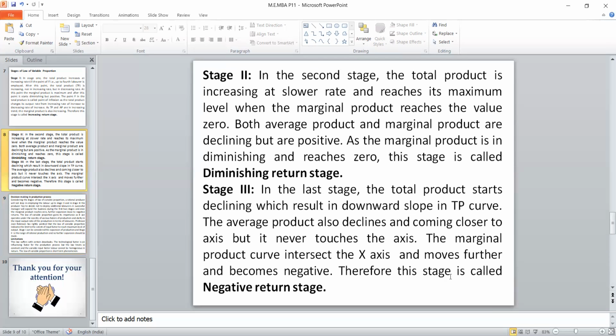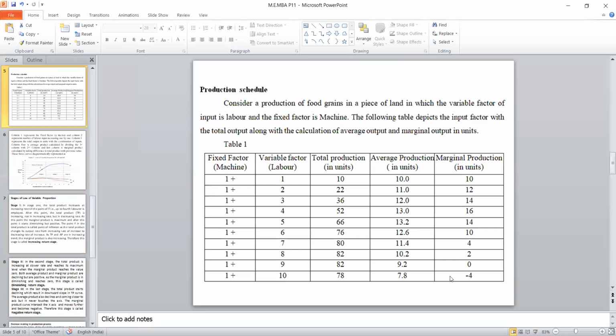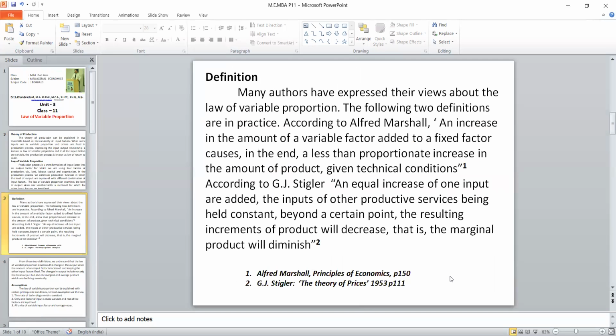This is the most important question as far as microeconomics and managerial economics is concerned. I will share the PPT and you go through it.